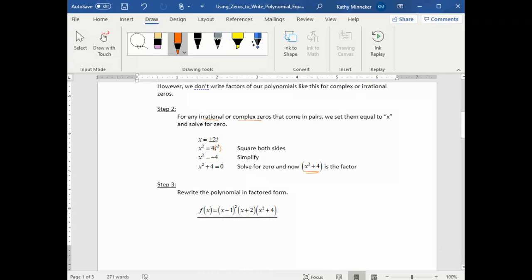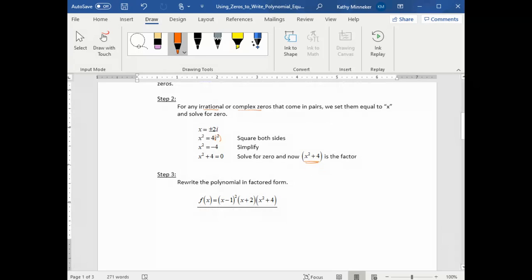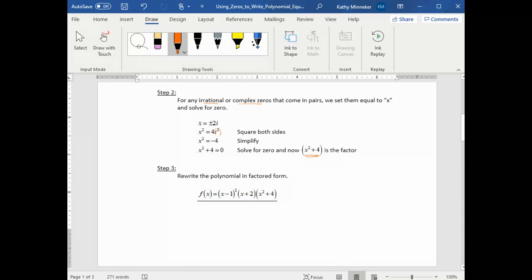Okay. When we do that, we write it out in factored form. We have x minus 1 twice, x plus 2 once, and then x squared plus 4 as our last factor. With all of these factors, we will not be expecting you to multiply them out completely, but in some cases you will, in some cases we won't.